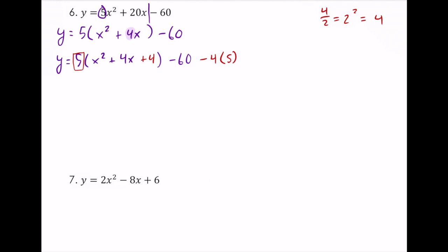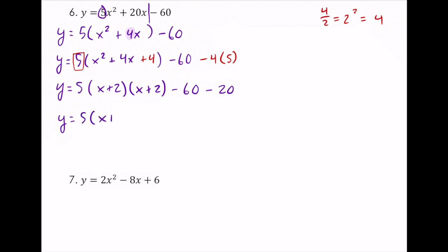So now we can solve here. y is equal to 5 times x squared plus 4x plus 4. Well, that's just x plus 2 times x plus 2. Then we have minus 60 minus 20. Let's simplify this some more. We have y is equal to 5(x plus 2) squared. I'm just simplifying that there. And negative 60 minus 20 is negative 80. So that is our completed problem.